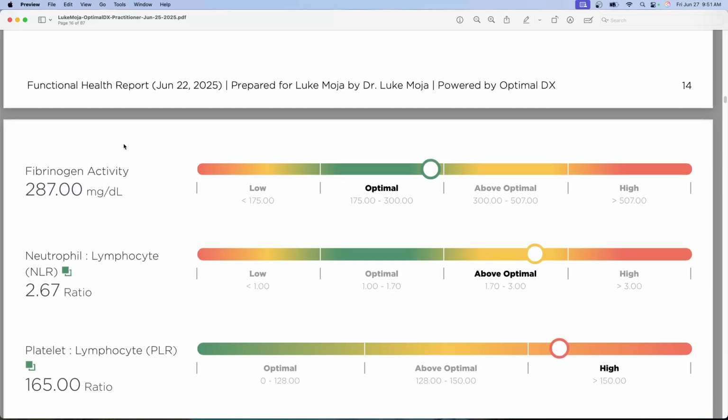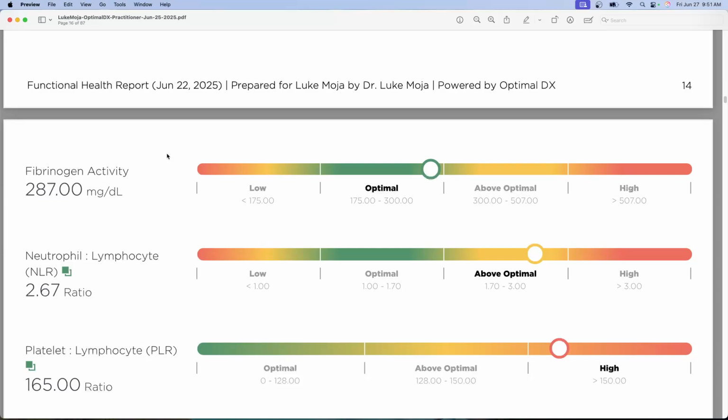Fibrinogen activity. Fibrinogen is a blood clotting protein. This can be an indicator of vascular inflammation. The reason I ran this is I've actually had this high before, so I just wanted to make sure we were good now. So I ran that, and you can see it's in the optimal range, kind of towards the high end of the optimal range, but still good.